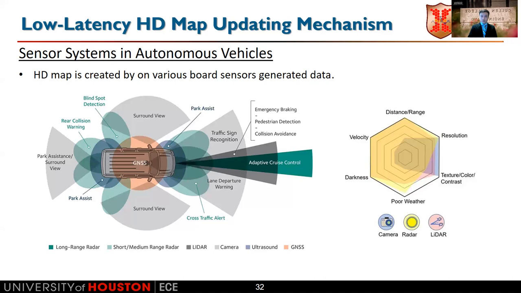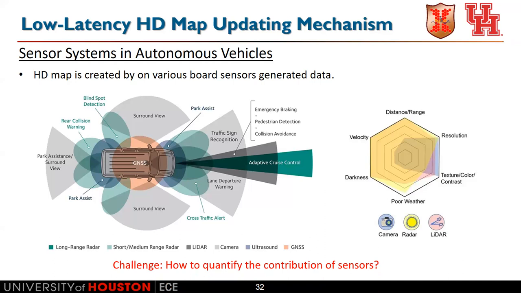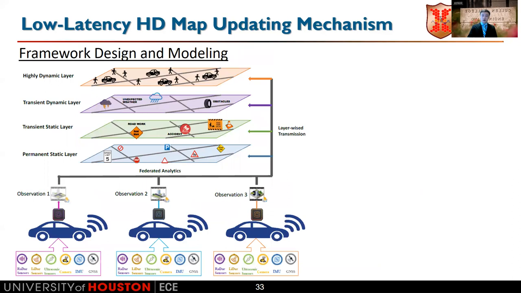So here the challenge is that because the sensors are complementary to each other, the number of sensors will decide the quality of the generated data. So the challenge is how to quantify the contribution of the sensors to the number of utilized sensors. Here is the proposed framework for the low latency HD map updating mechanism.